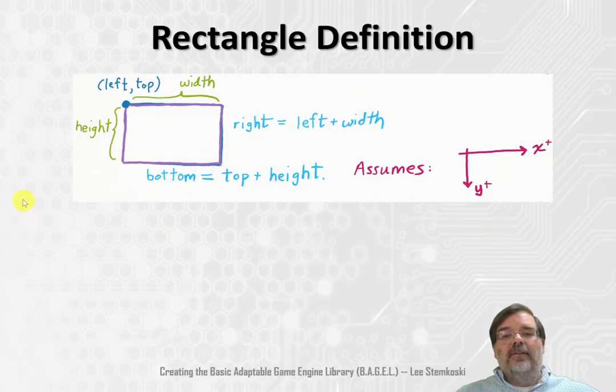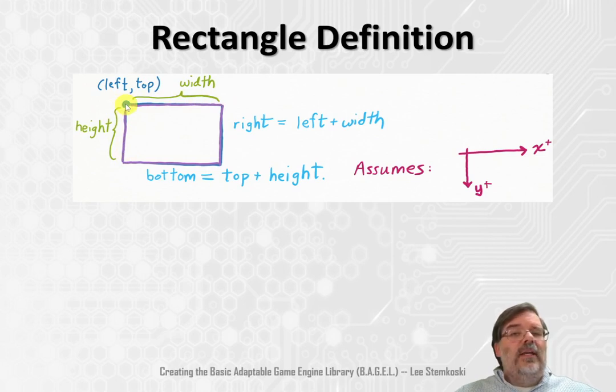So rectangles are pretty straightforward. We'll specify a rectangle with four pieces of information. First, the coordinates of its top left corner. The left is the x coordinate of this edge, and the top is the y coordinate of this top edge. The other two pieces of information we need to specify the shape of a rectangle, its position and size, we need the width of the rectangle and the height of the rectangle.